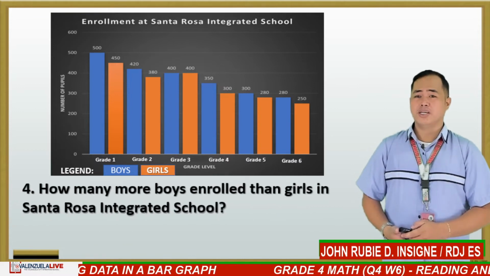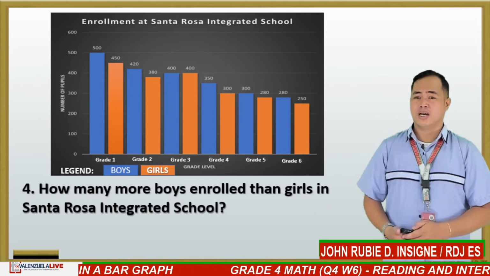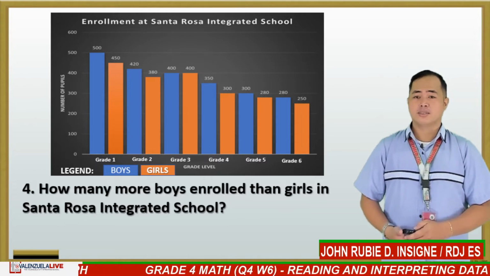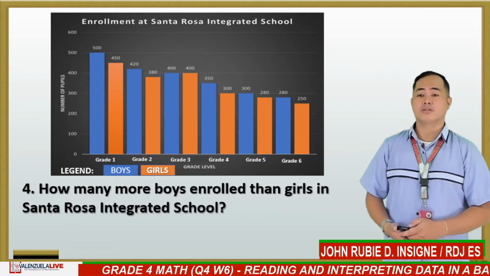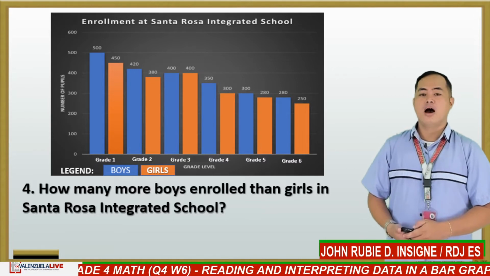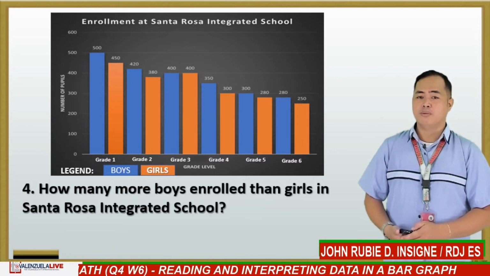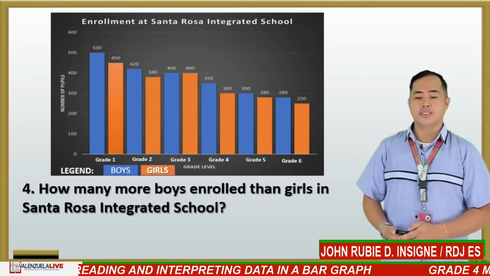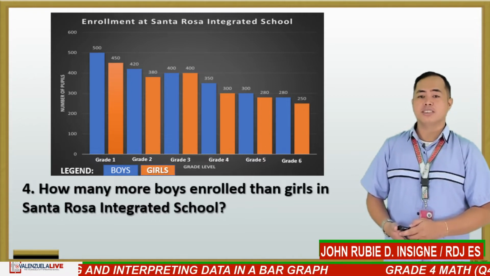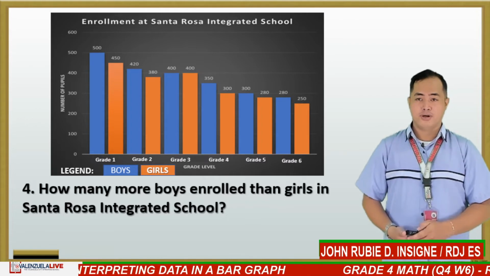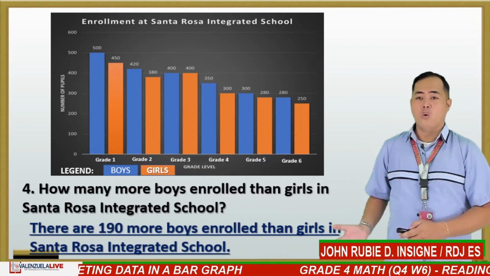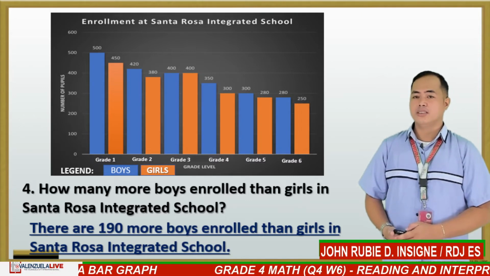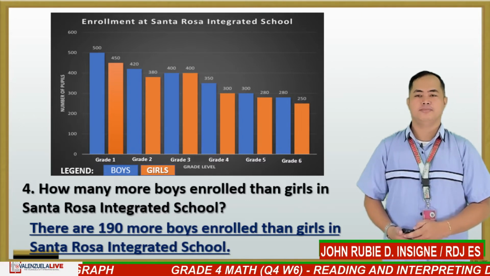How many more boys enrolled than girls in Santa Rosa Integrated School? To solve, subtract the total number of girls from the total number of boys. From the answer in question number 3, 2,250 boys minus 2,060 girls. Therefore, there are 190 more boys enrolled than girls in Santa Rosa Integrated School.